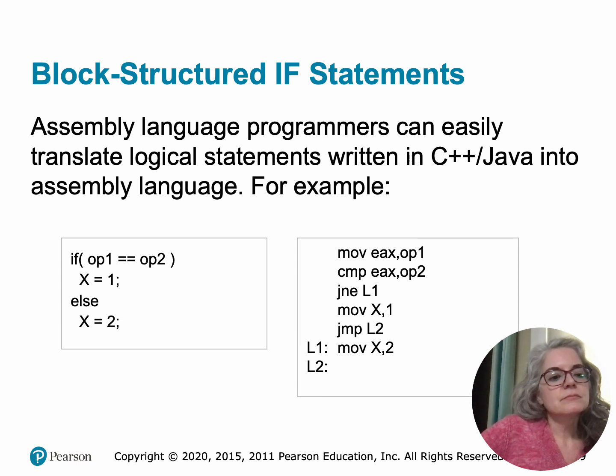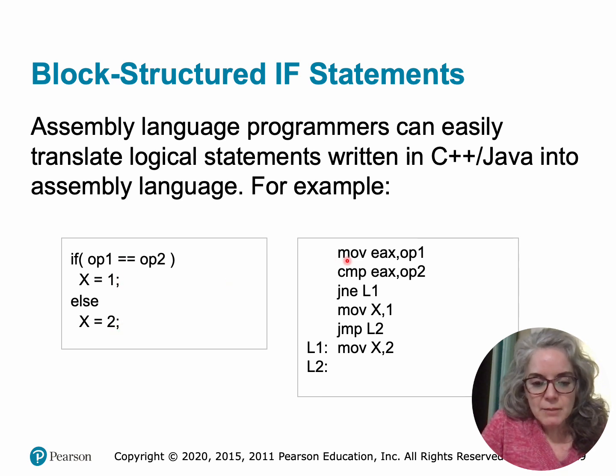So here is, on the left-hand side, how we would do an if statement in C++ or Java. So if OP1 is equal to OP2, then assign 1 to X, else assign 2 to X. So if this is true, X is 1. If this is false, X is 2. Here on the right-hand side, we're going to do the same thing in assembly.